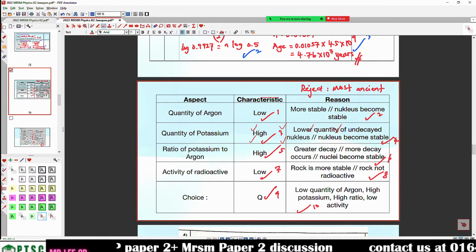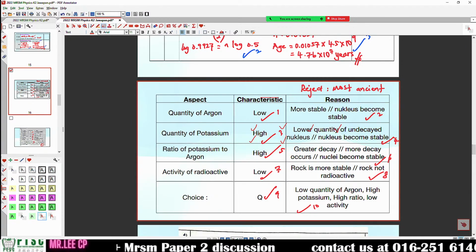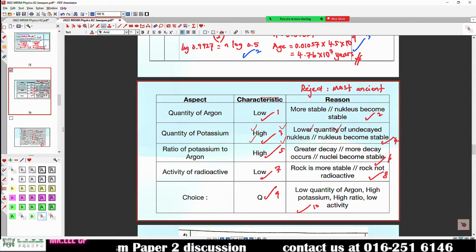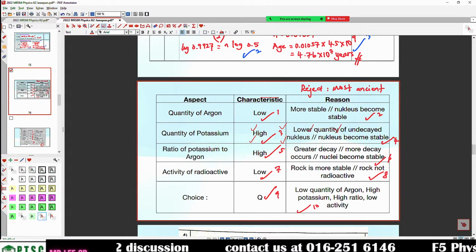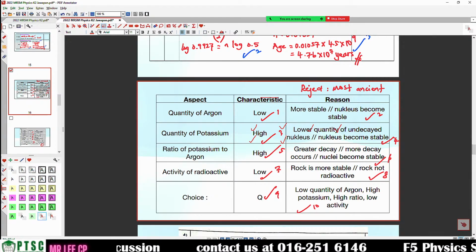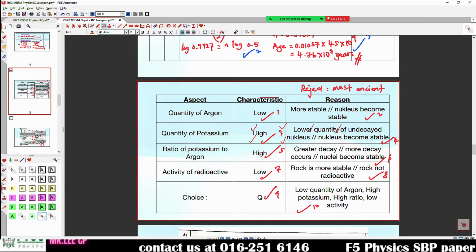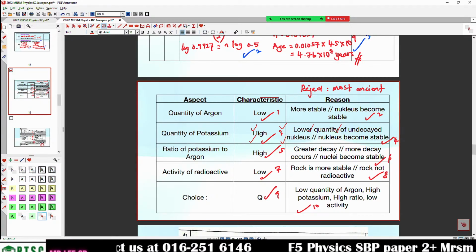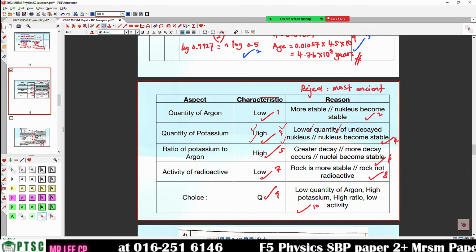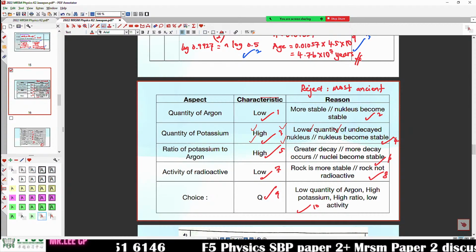The first one and second one are the same thing, right? The ratio is still the same thing, right? More stable, same thing. You see, their answer is the nucleus becomes more stable. Nucleus becomes more stable. Nucleus becomes more stable. Same thing, right? Activity of radioactive, right? If the rock is more stable or not radioactive, then it is good, right? Lastly, you choose one. Repeat.